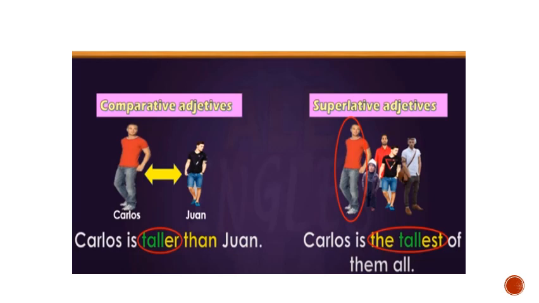In the second one, we have: Carlos is the tallest of them all.